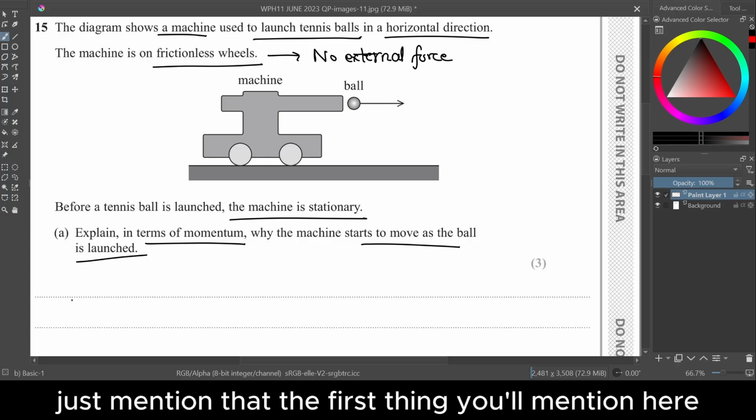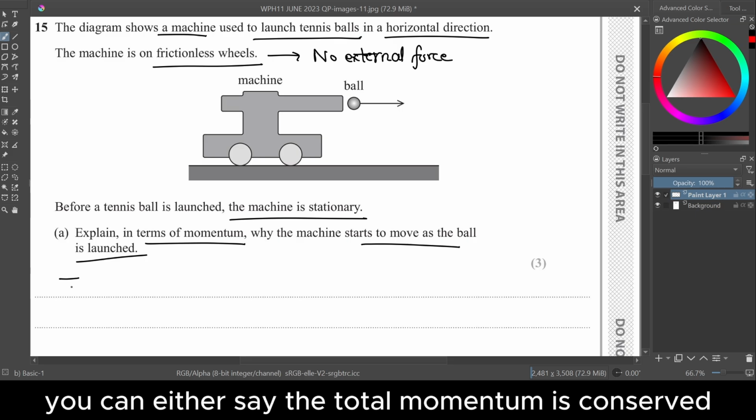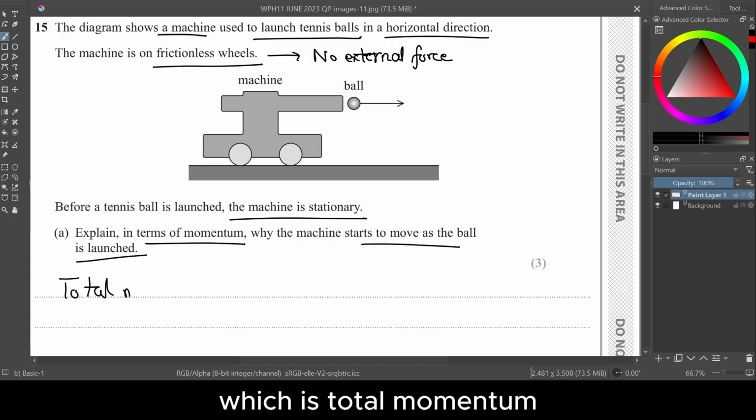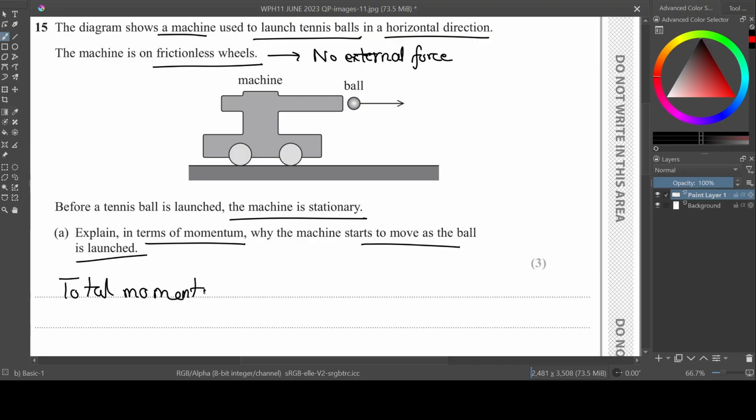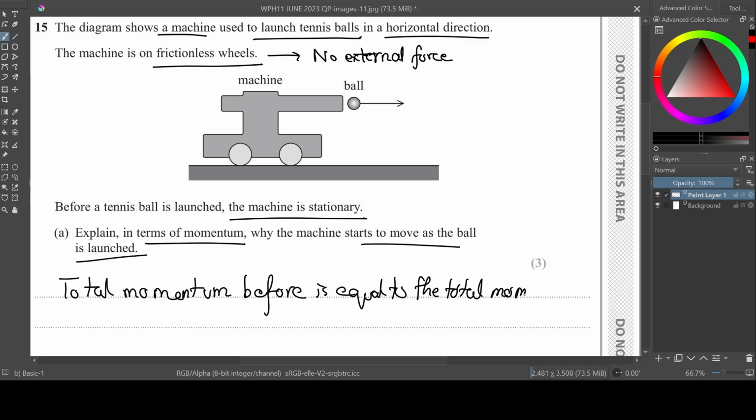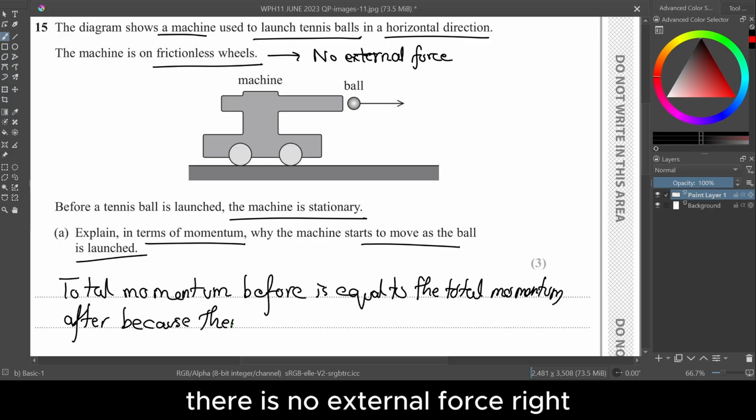Just mention that. The first thing you will mention here. You can either say the total momentum is conserved because of no external forces, or you can just write the whole thing, which is total momentum before is equal to the total momentum after, because there is no external force, right?